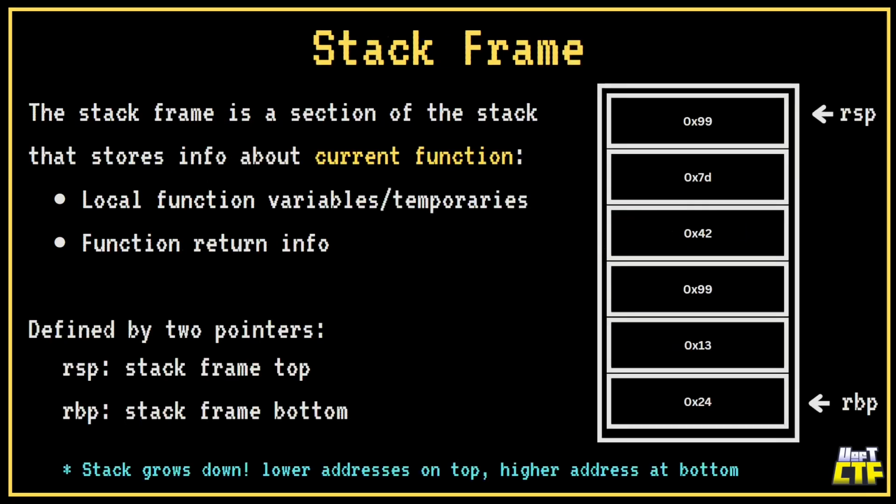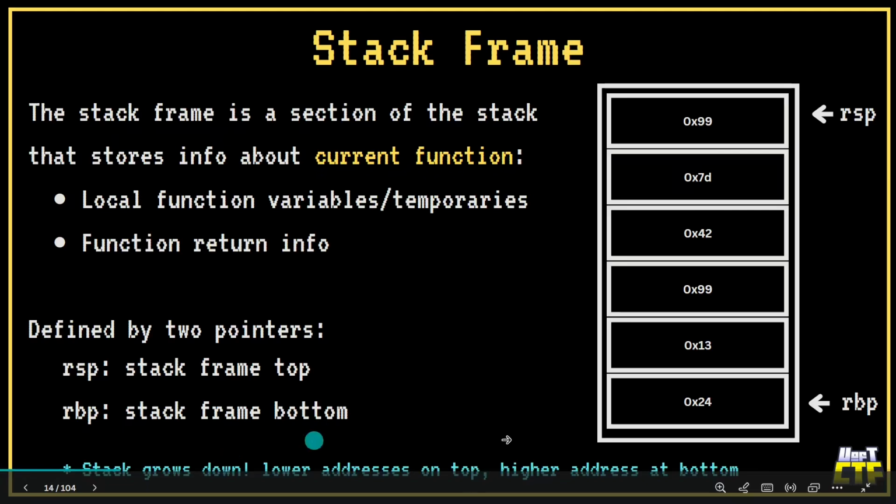Okay, so a stack frame is a portion of the stack. It's a subset of the stack, and it's responsible for managing the information about the current function. You can store information about the local variables in the function or the return value of the function. So after you finish a function, where should we return to? And it's defined by 2 pointers. So there's the stack pointer, which is the top of the stack, and then the base pointer, which points to the bottom of the stack.